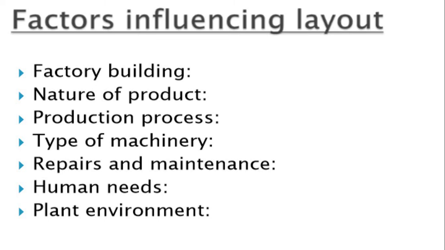And the next one is production process. What are the different production processes you are following, right? Production process in the sense like JIT, just in time, right? Then different processes, CNC, VMC, many things we have involved in the production process. Then type of machineries. Yes, absolutely.